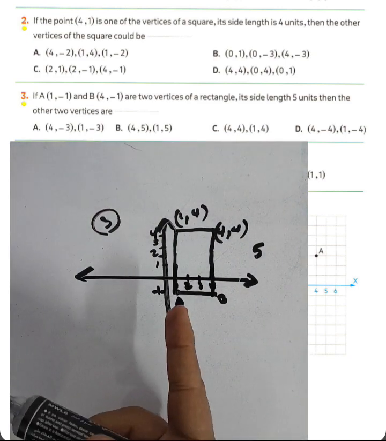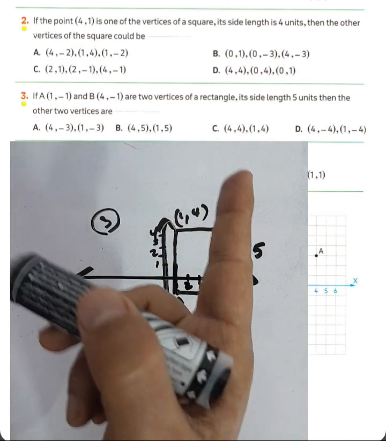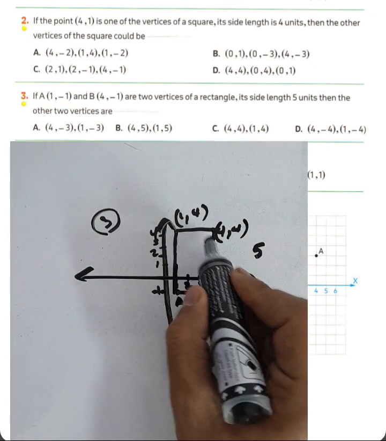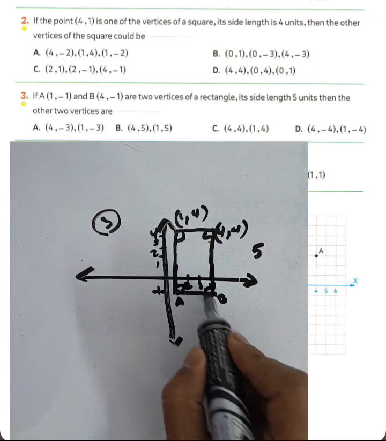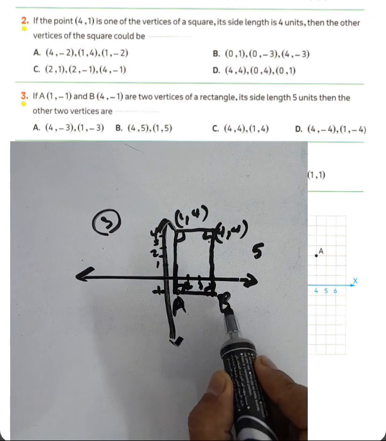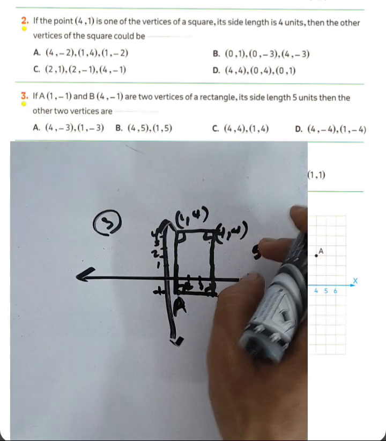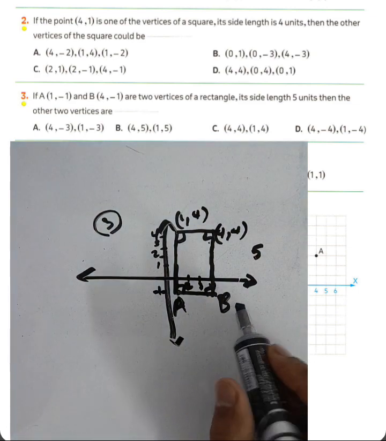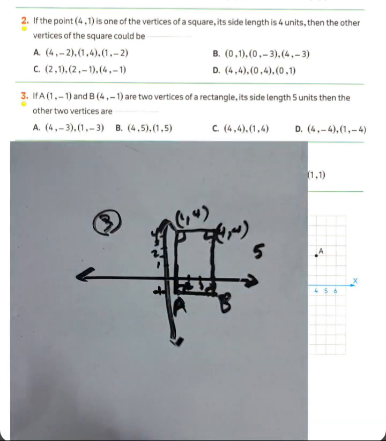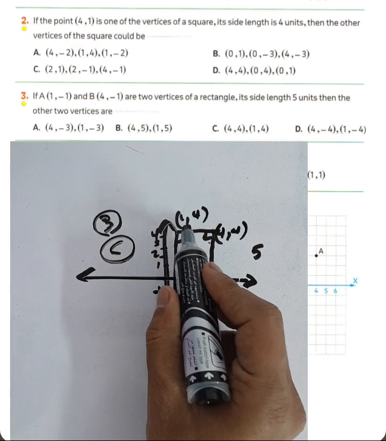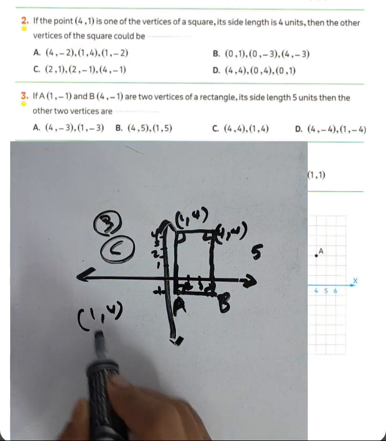But (1, 4) and (4, 4) here, yes, letter C. Okay, we have a rectangle here. The first point is A, B, and the second two points will be (1, 4) and (4, 4). Choose question number 3, letter C. The two points will be (1, 4) and (4, 4).